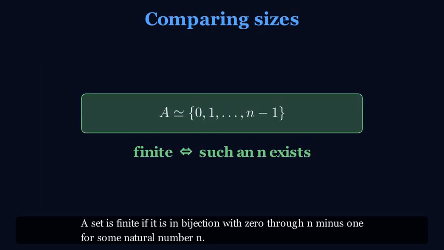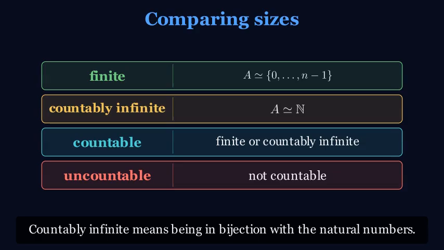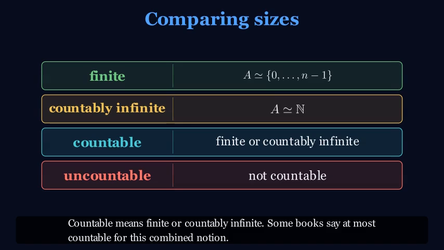A set is finite if it is in bijection with 0 through n-1 for some natural number n. The empty set corresponds to n equal to 0. Even 0 gets a job here. Countably infinite means being in bijection with the natural numbers. Countable means finite or countably infinite. Some books say at most countable for this combined notion.